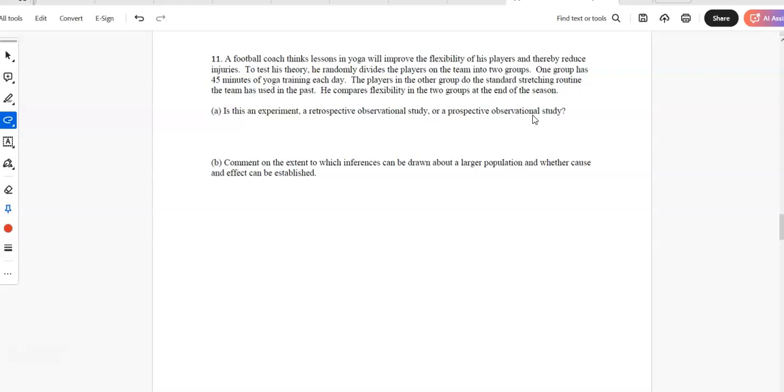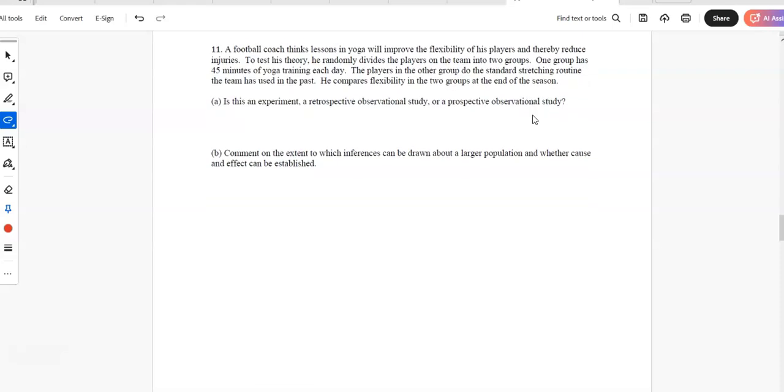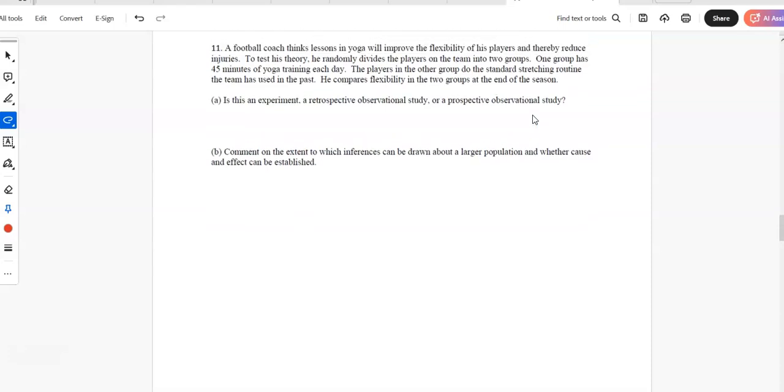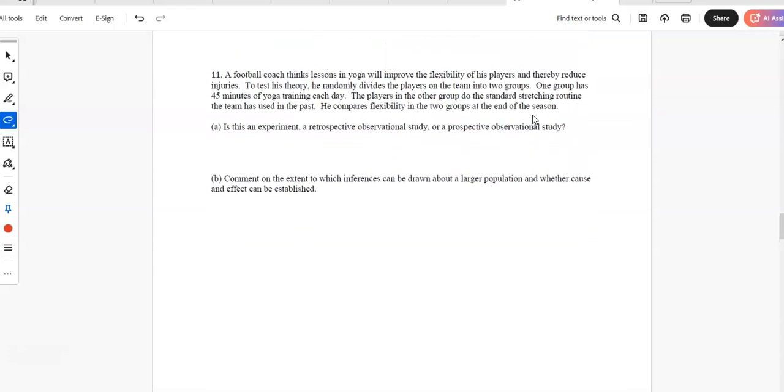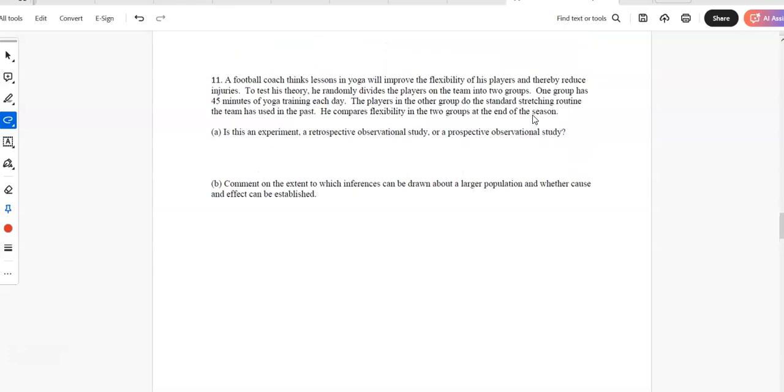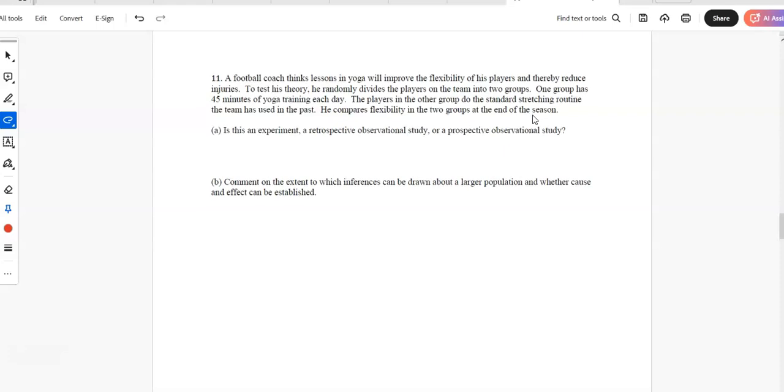A football coach thinks lessons in yoga will improve the flexibility of his players. I think they may do this more. To test this theory, he randomly divides the players on the team into 2 groups. One group has 45 minutes of yoga training each day. Players in the other group do the standard stretching routine his team has used in the past. He compares the flexibility in the 2 groups at the end of the season. Is this an experiment, a retrospective observational study, or a prospective observational study?